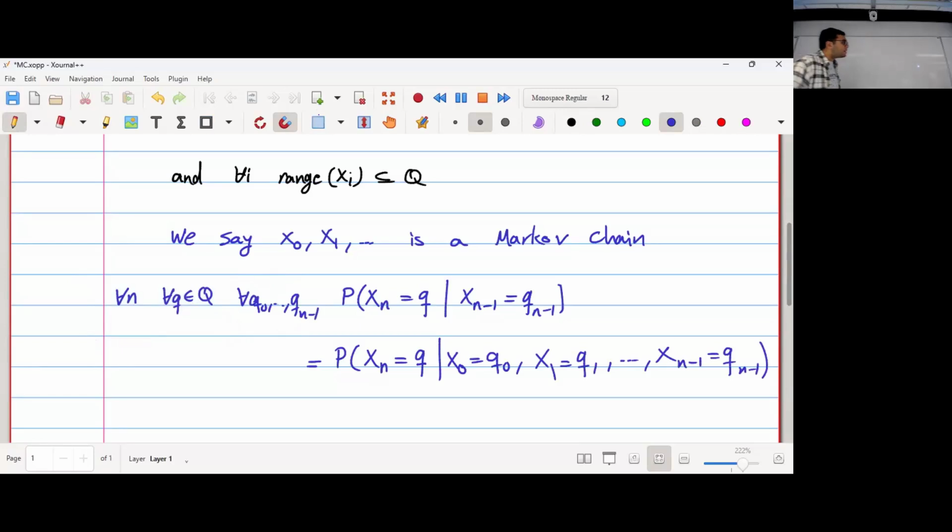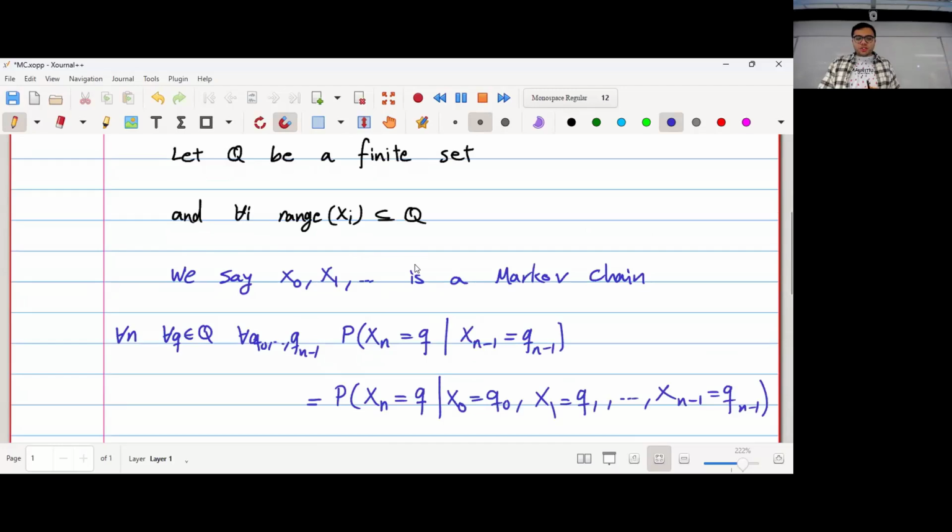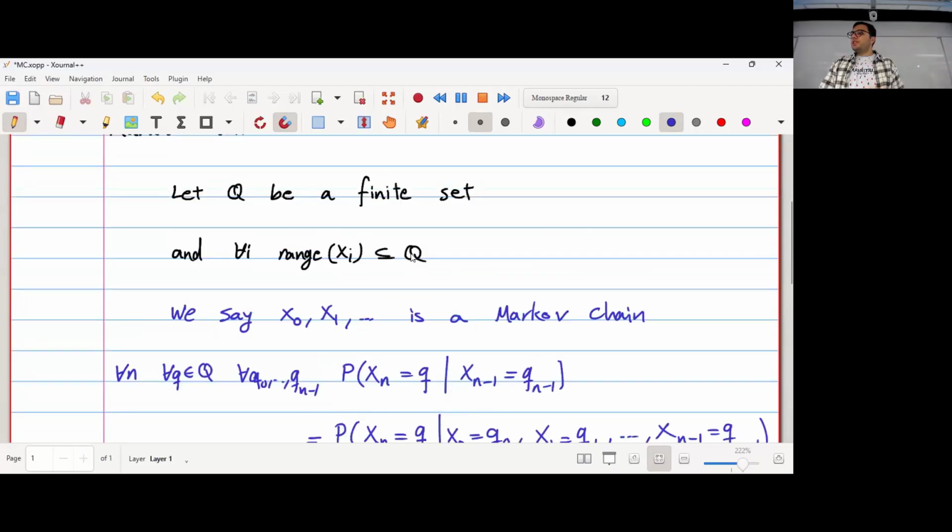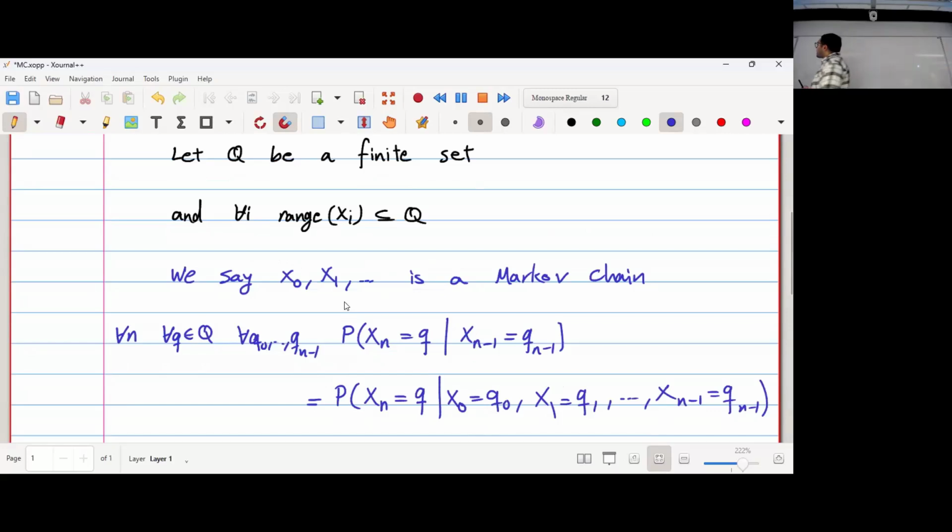Okay, what am I saying here? I want you to think of this as a process that is going on in time. So let's say at any given time, I'm randomly choosing a member of Q, right? So x0 is what I chose at time 0, x1 is what I chose at time 1, and so on. And what I'm saying here is that what I choose at time n is only dependent on what I had at time n minus 1. It doesn't matter what the history was.